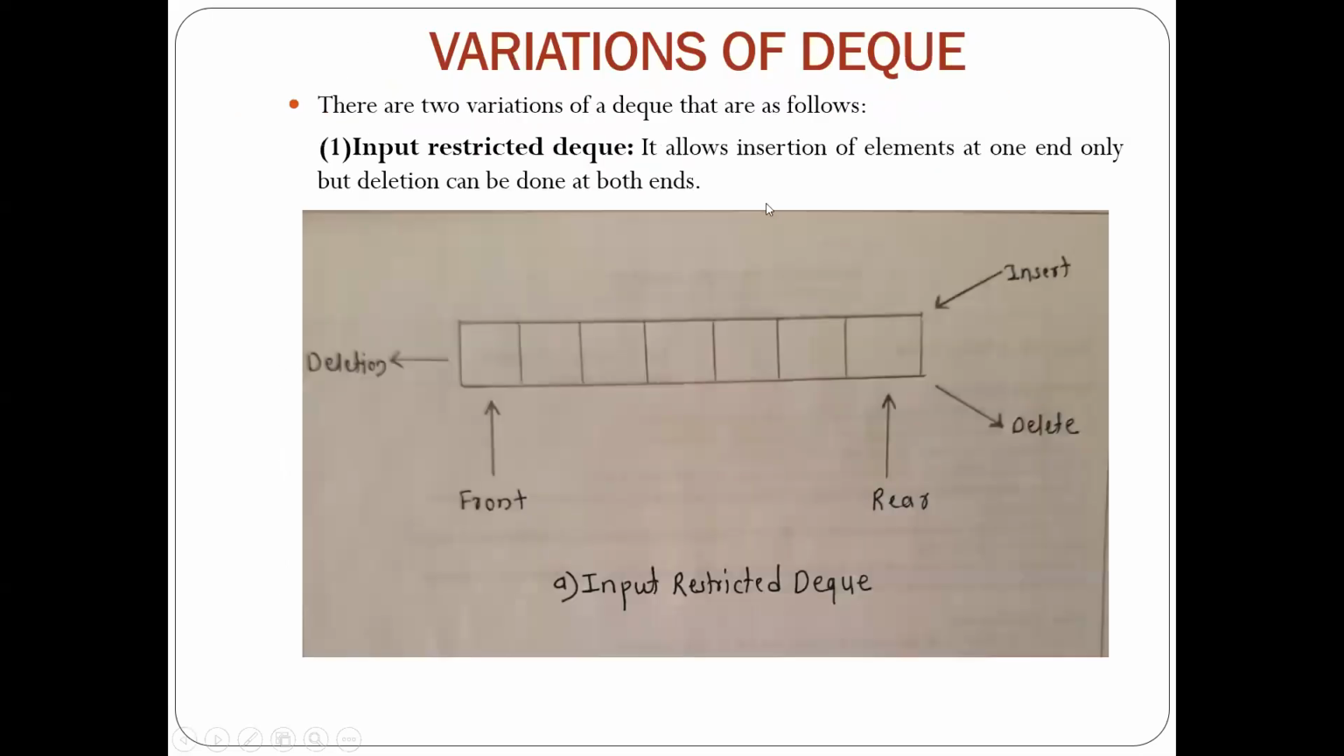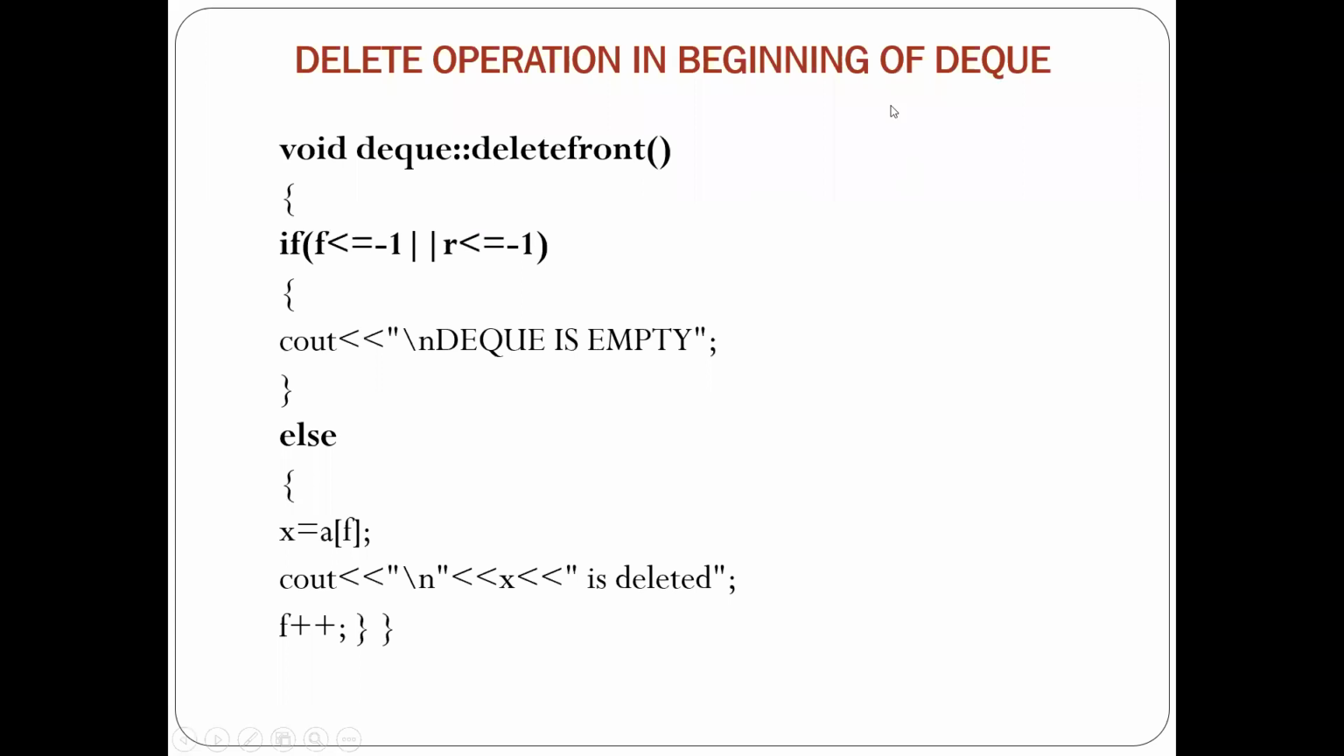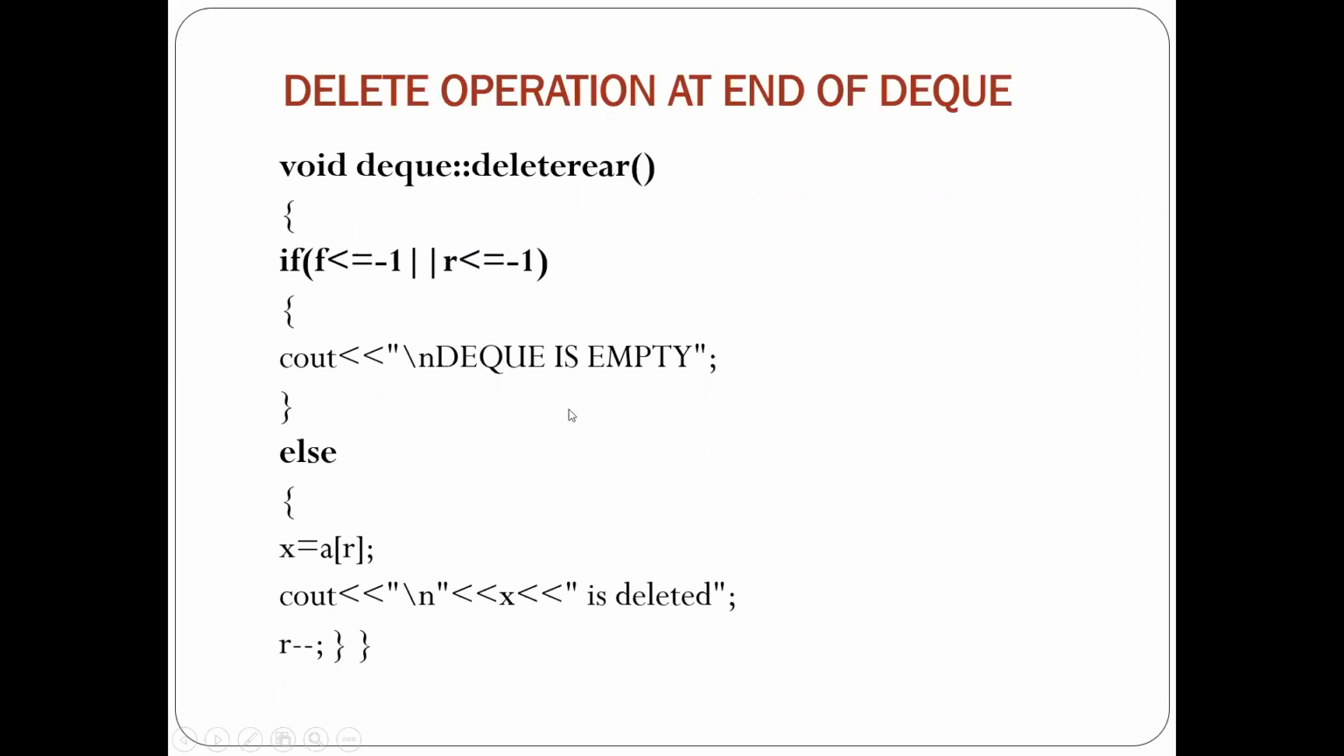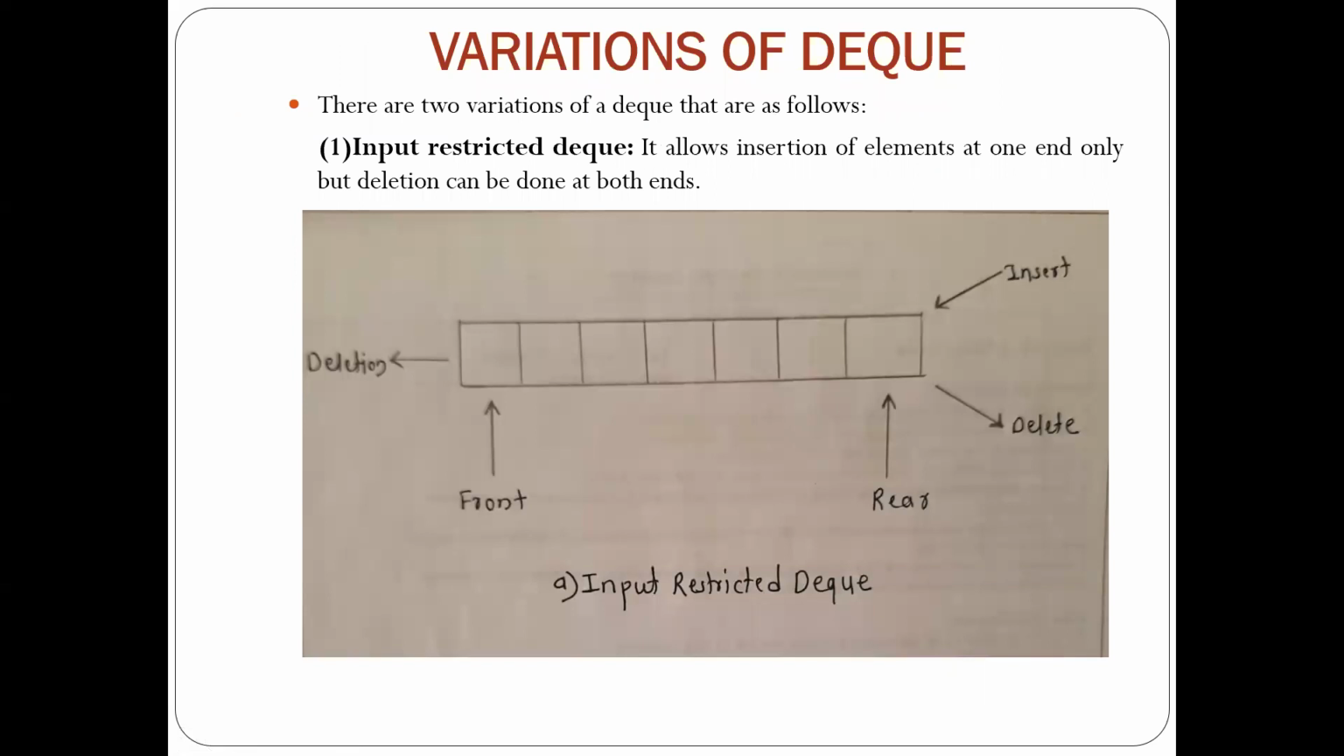Then deletion from the beginning of the queue. Delete front is exactly similar to the linear queue deletion: x equal to a of f and f plus plus. And deletion from the rear end: x equal to a of r and r minus minus only. So these four operations we can implement on the double-ended queue. And these are the variations of the DQ, which again you have to remember: input restricted DQ and output restricted DQ. These are the two variations of the DQ.